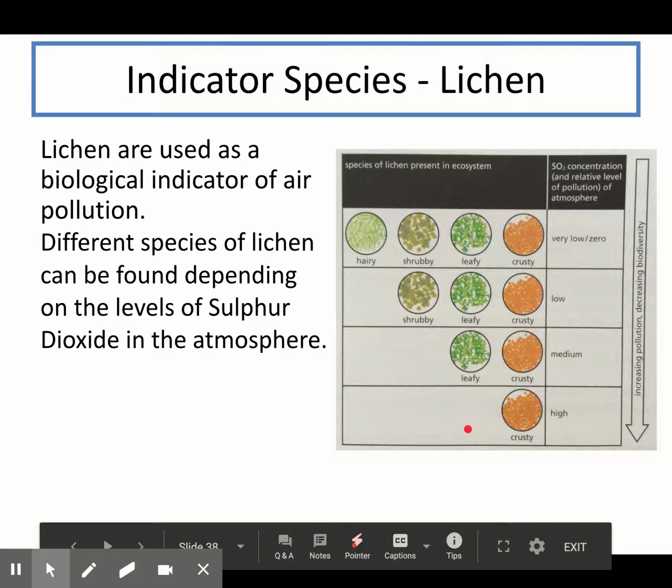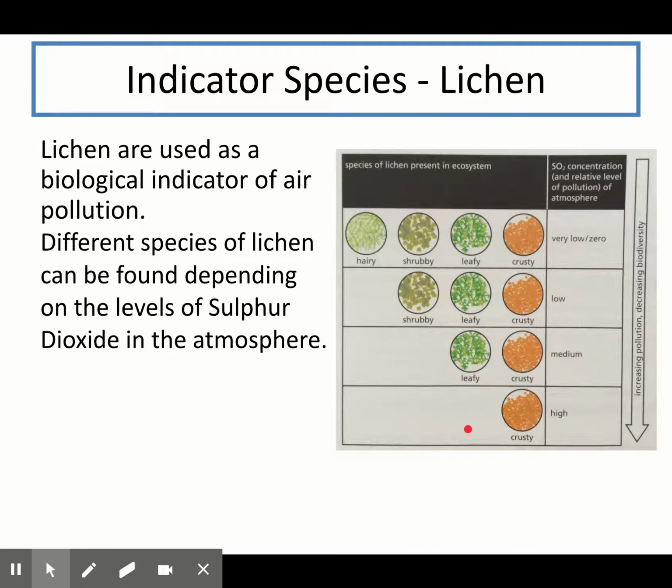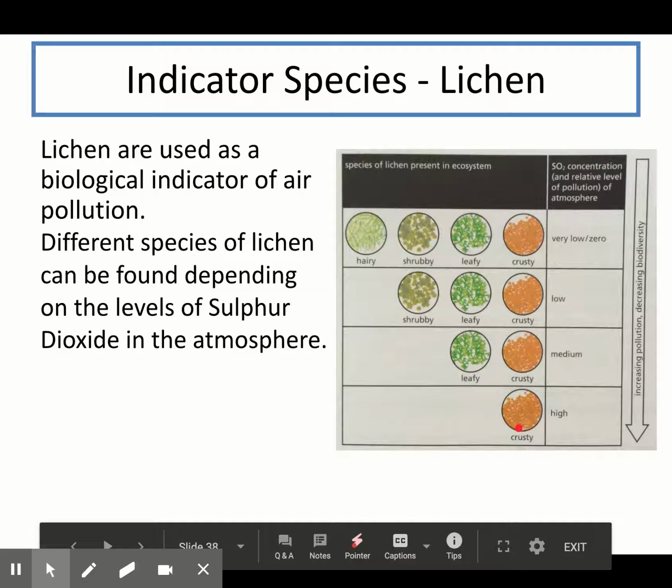Now, different species of lichen can be found depending on the levels of sulfur dioxide or pollution that's in the air. So if we have a look here, if there's a very low level of pollution, you'll find on the trees hairy, shrubby, leafy, and crusty lichen. As you move down with increasing air pollution, you'll see the biodiversity actually decreases, and in areas where there's high air pollution, you'll only see crusty lichen on the trees. This is why it's important that we talk about presence or absence, because there's only one that's present here, and this is present all the time.